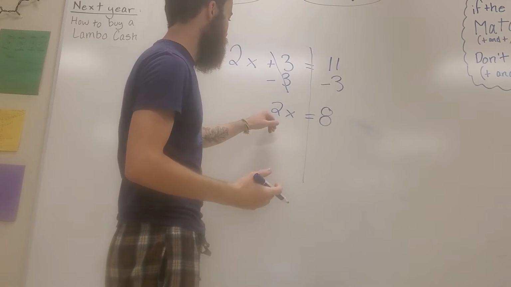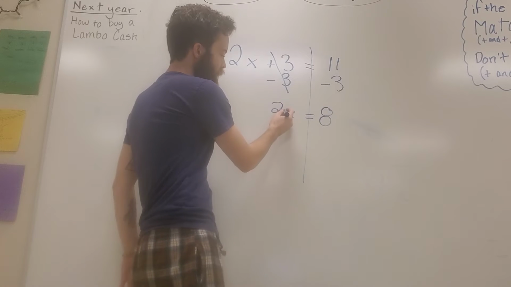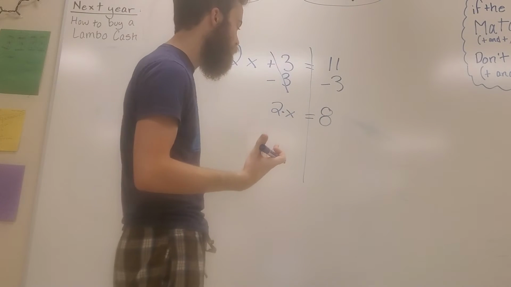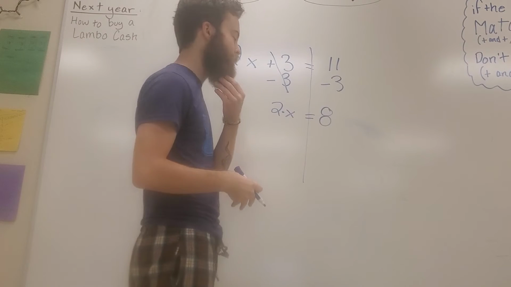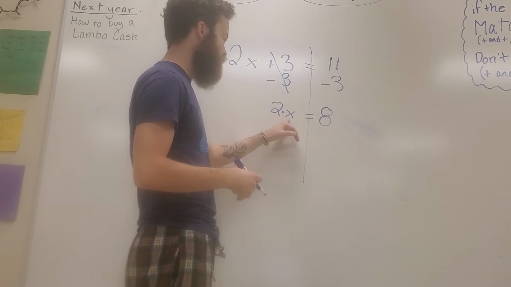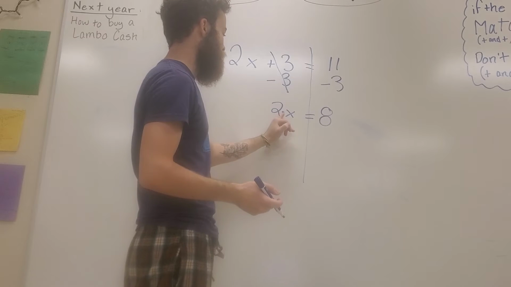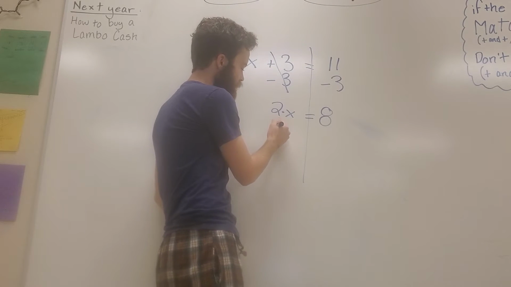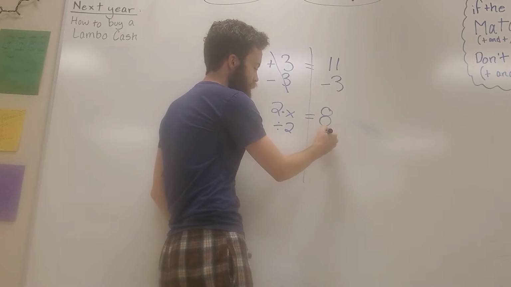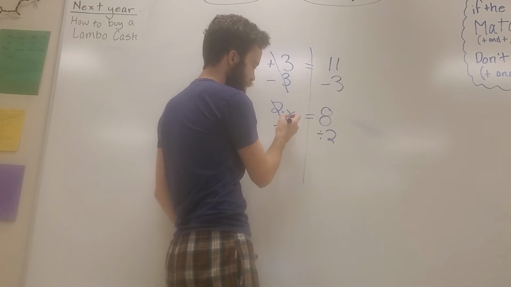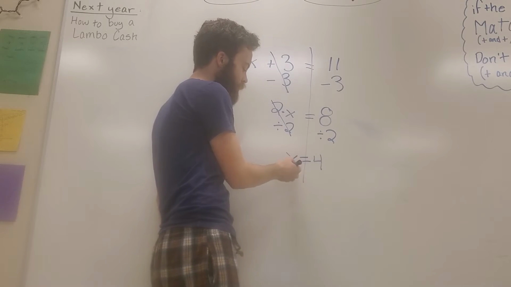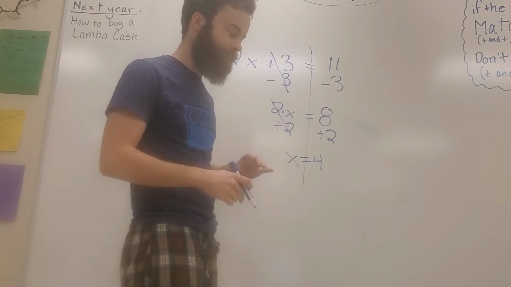So now we think, okay, we have a 2 times x. It's always multiplication when there's a coefficient or a number in front of a variable. That's just one of those things we have to memorize. So 2 times x equals 8. We have multiplication. I'm going to undo it with division. Divide by the same amount, both sides. That's going to cancel. We'll be left with x alone, and x will equal 4. That's how we know we're done.